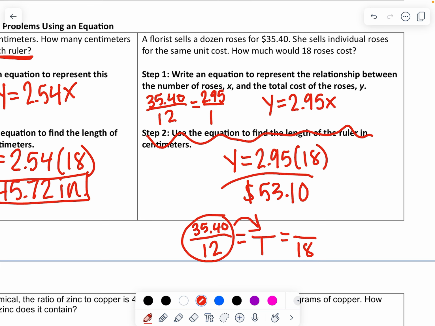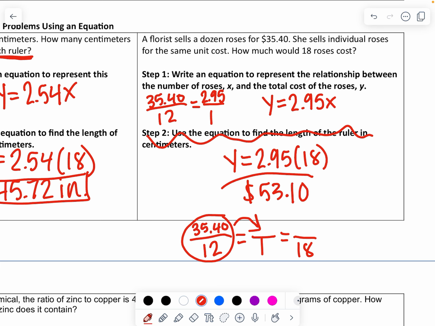We divided to figure out our unit rate here, and then we multiplied by 18. So this is just another way to solve it using an equation instead of a ratio table, because the equation will come in handy in the next few lessons. Okay. All right, flip your page over.